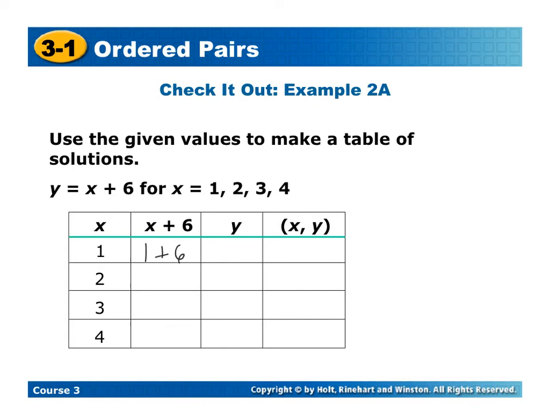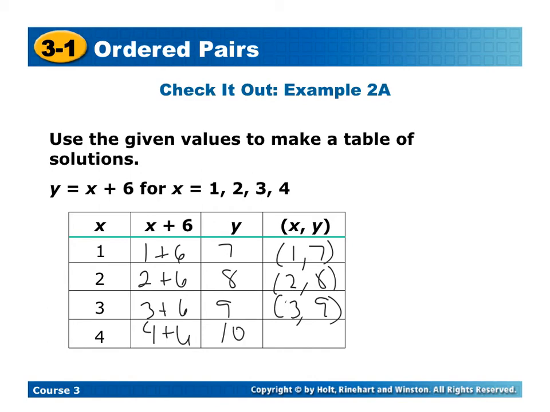So just really quickly, we have 1 plus 6, which is 7, so our ordered pair would be 1, 7. We have 2 plus 6, which would be 8, so it would be 2, 8. 3 plus 6 is 9, so we'd have 3, 9 as our ordered pair. And then this becomes 4 plus 6, which would be 10, so our ordered pair would be 4, 10.